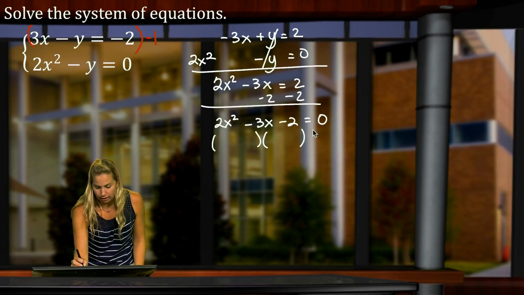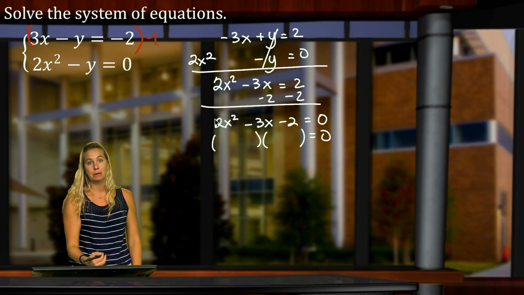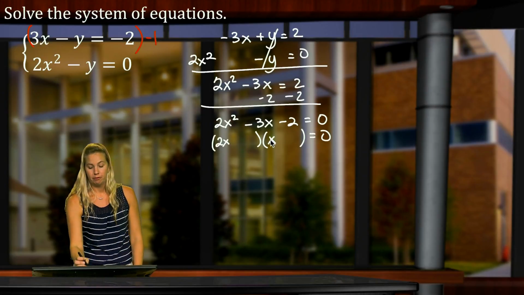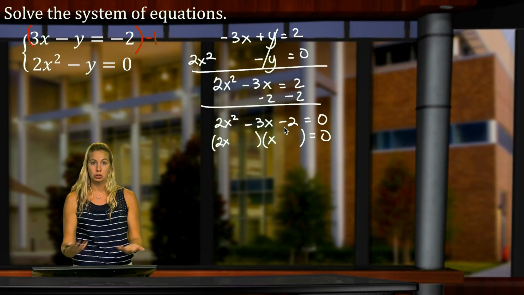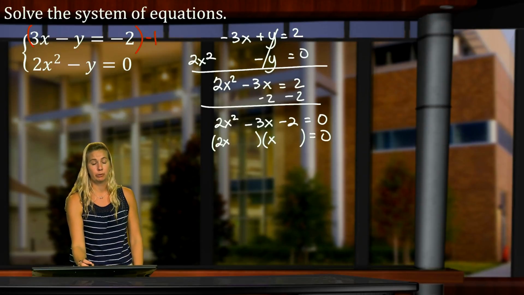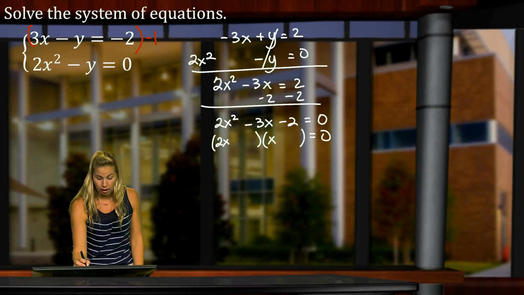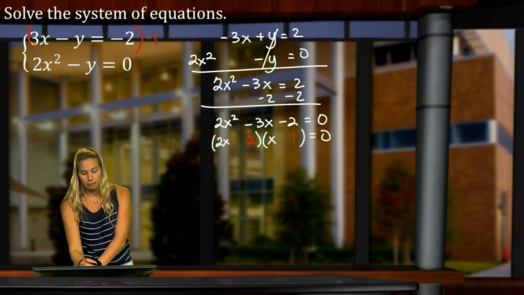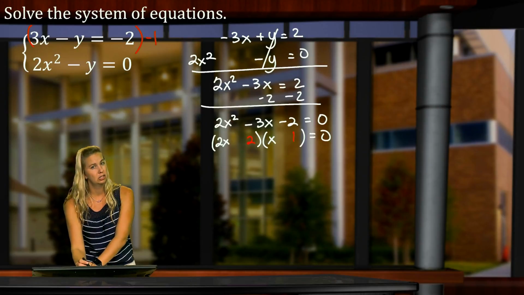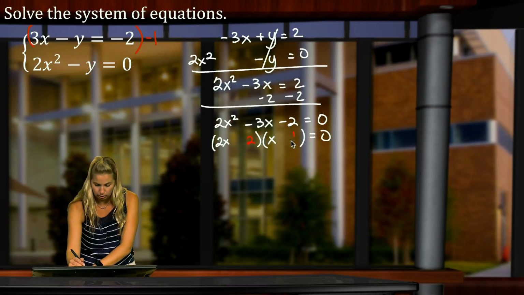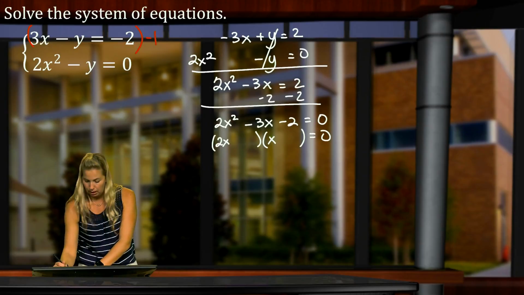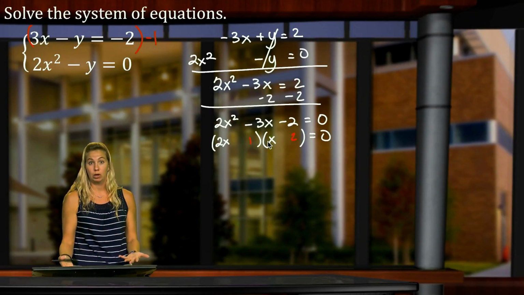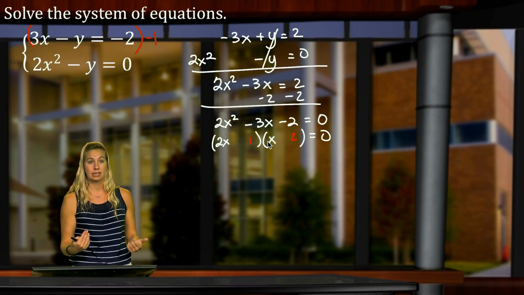Now, we can use trial and error here because my first term is prime, so I know that my only options are 2x and x. Factors of -2 are 2 and 1, and I need my middle term to be -3. So maybe I want to try 1 and 2 here. That would give me 2x and another 2x. That's not going to give me 3x, so that's not going to work. Let's try again. Maybe we do 2 and 1. That's going to be 4x and 1x, which could give me 3x. So now let's play around with the signs.